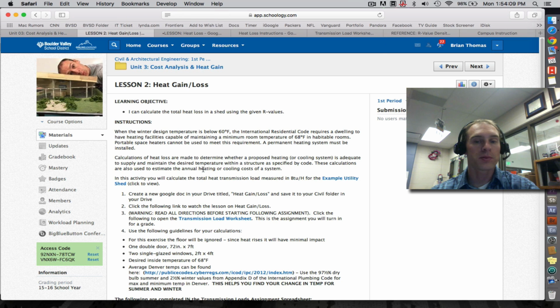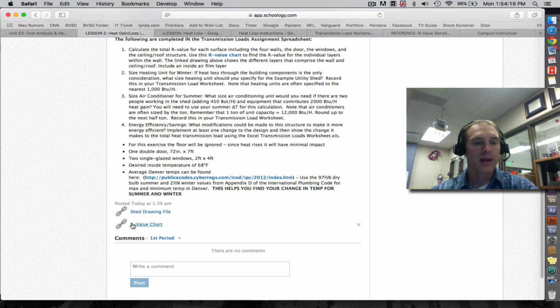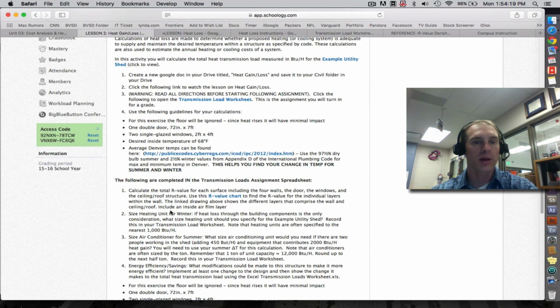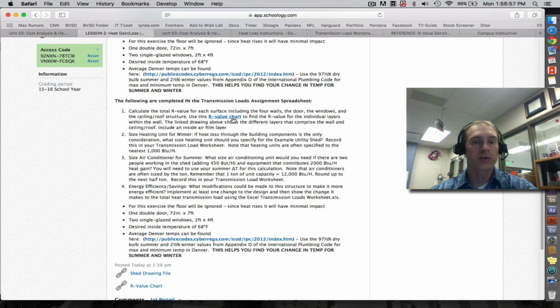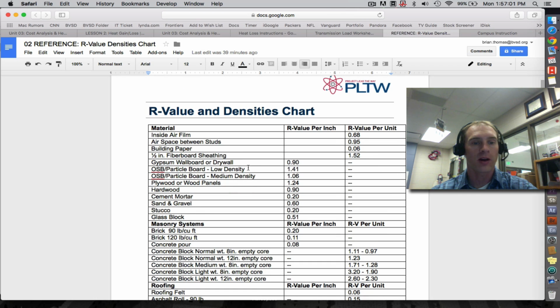Here's our assignment, and the place that you're going to find that R value is down here at the bottom. And so I've put a quick link to it. I've also, as I scroll up here, put the R value chart right here, because this is actually the steps explaining how you're going to put your R values in there. If we click on the R value chart, then we load up our reference chart here, and this is where you're going to find all of the R values.